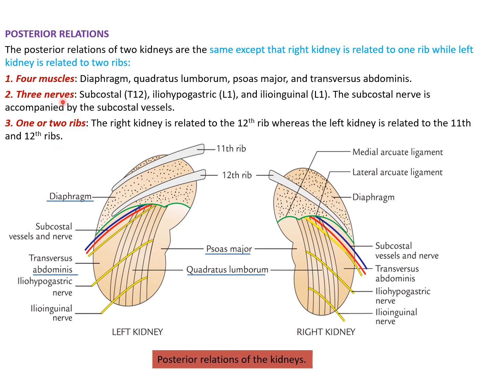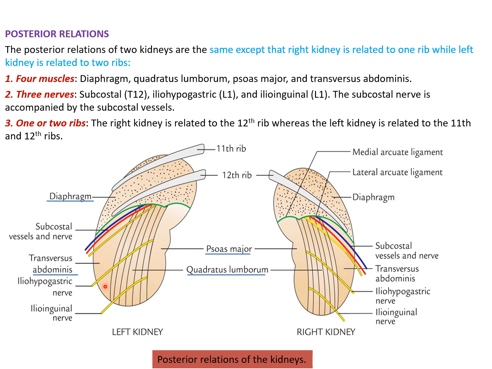Coming to the posterior relations of the kidneys, the posterior relation of the two kidneys is almost the same, except that the right kidney is related to one rib and the left kidney is related to two ribs. Both the kidneys are related to these structures, the four muscles, that is the diaphragm on either side, then the psoas major muscle on either side, then the quadratus lumborum muscle on either kidney, and this is the transversus abdominis.